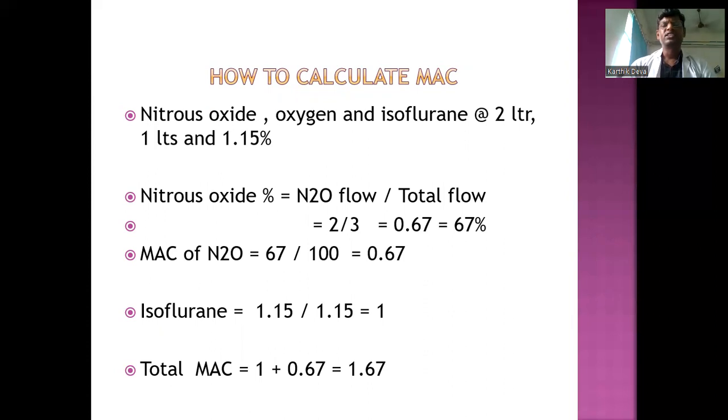MAC of nitrous oxide is 104, so we take a rounded value of 100. So 67 by 100 is 0.67. For isoflurane, the MAC value of isoflurane is 1.15, divided by 1.15, since we kept the dial at 1.15. So that gives a value of 1. So the total MAC is the MAC of nitrous oxide, that is 0.67, plus the MAC of isoflurane, which is 1. So 0.67 plus 1 is 1.67.